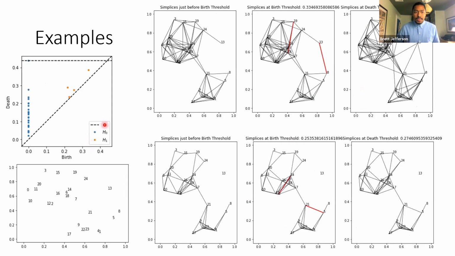And here's a second example. We might take several points, I just sample from the square. So 0, 1, 0, 1, I sampled a bunch of points. I move the threshold, and for this one, we create a cycle or a hole at this threshold, 0.33469, et cetera. And that hole dies eventually at 0.3856.